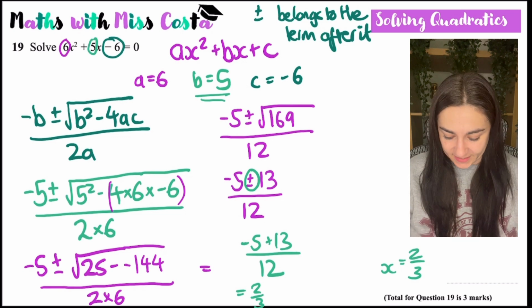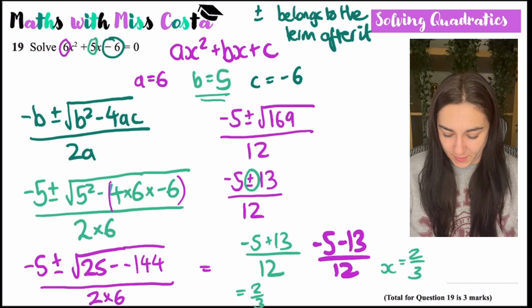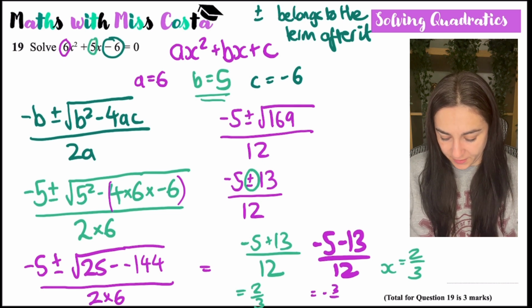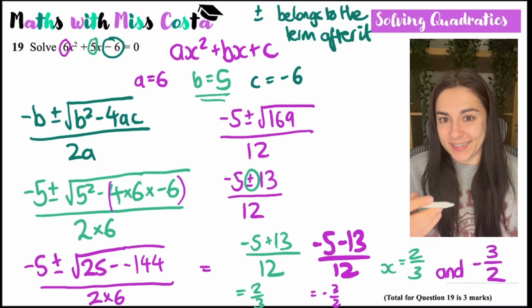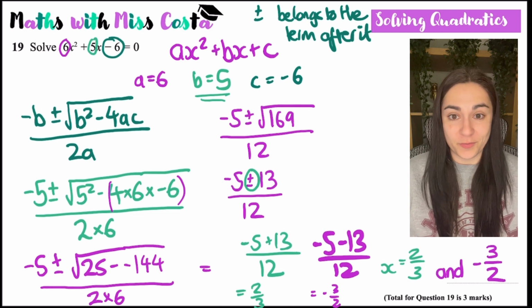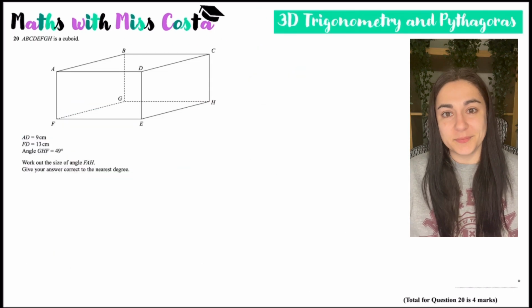Okay, and the next solution would be -5 minus 13 over 12. -5 minus 13 is -18, and -18 divided by 12 is going to give you minus 3 over 2. So my second solution is minus 3 over 2. So obviously this is quadratic. You can solve it by factorising. If you're super confident with that, then absolutely do it that way. But you can also use your quadratic formula.